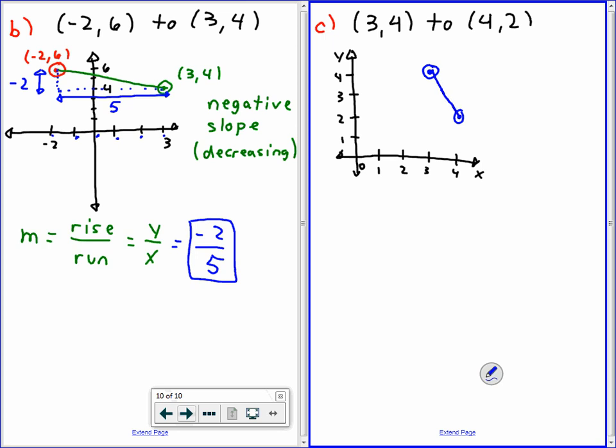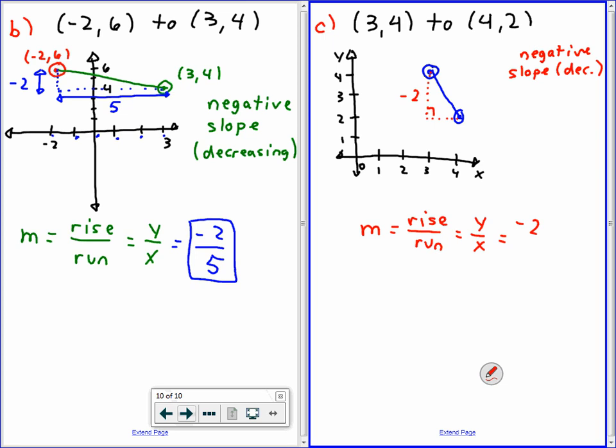Now once again, just looking at this graph, is it going to be positive or negative? I hope you said negative, because it's decreasing. So this is a negative slope, decreasing. I'm going to make my little triangle here again. This is a y value of 4 going down to a y value of 2, so that should be -2. Therefore m equals rise over run equals -2 over x.